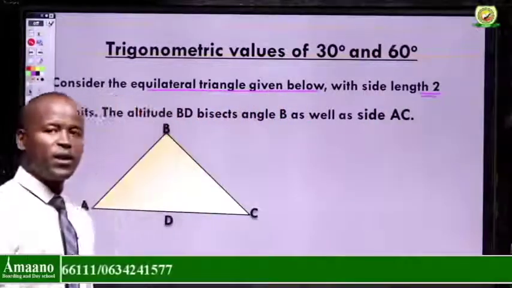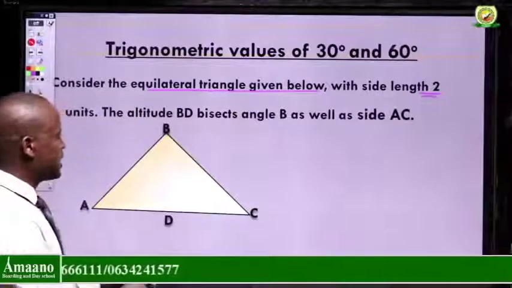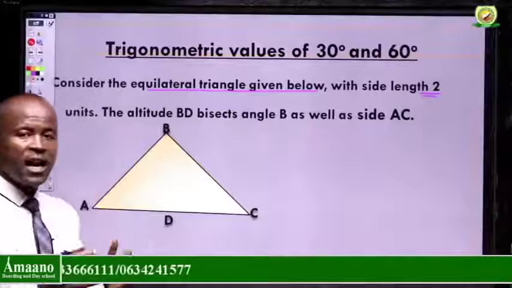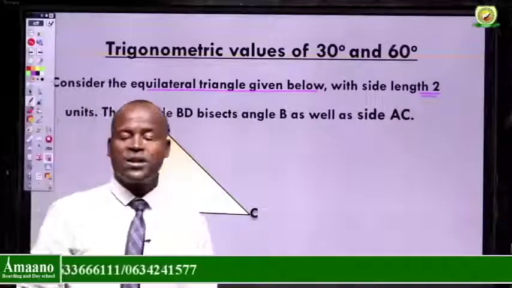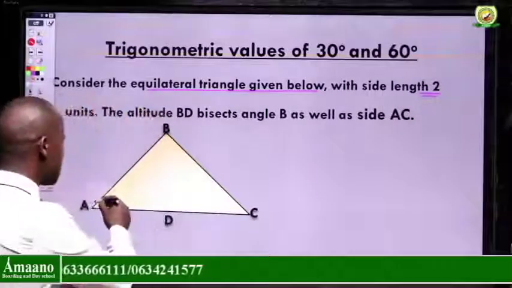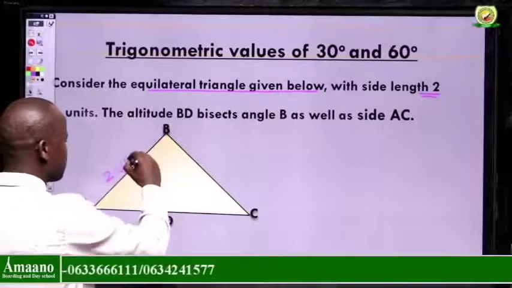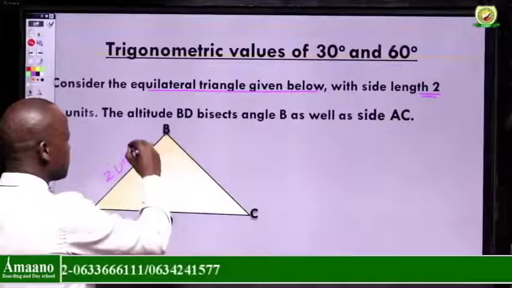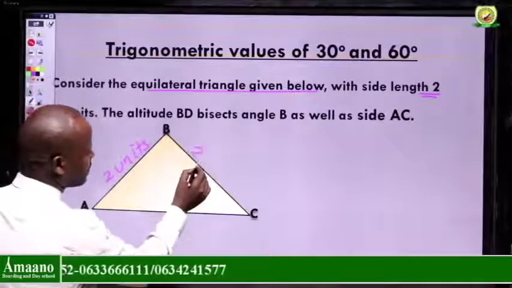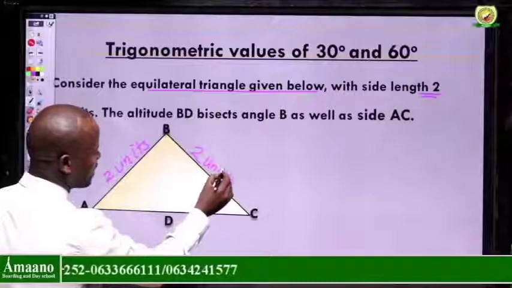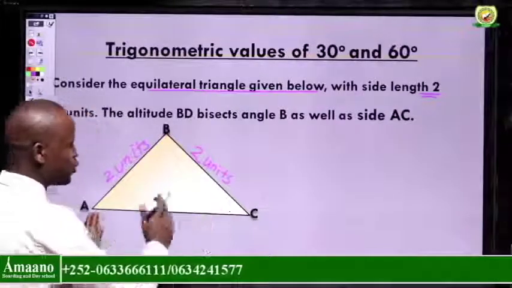Once we are given one of the sides, we can easily determine the side lengths of the remaining 2 sides, because in an equilateral triangle all 3 sides are equal in length. So side AB is 2 units, and the side length of BC is the same, 2 units, and that of AC is also 2 units.